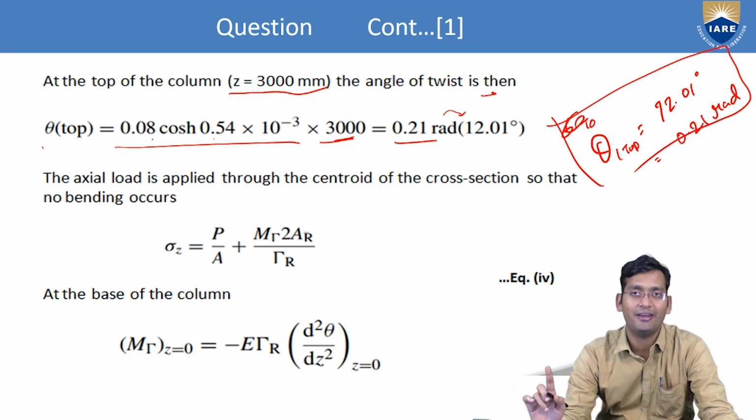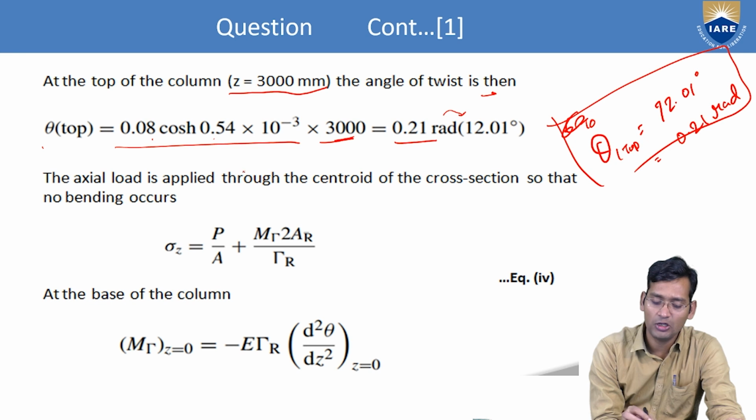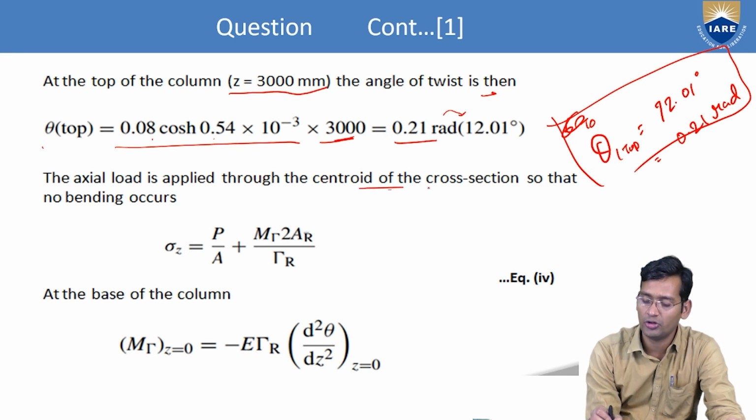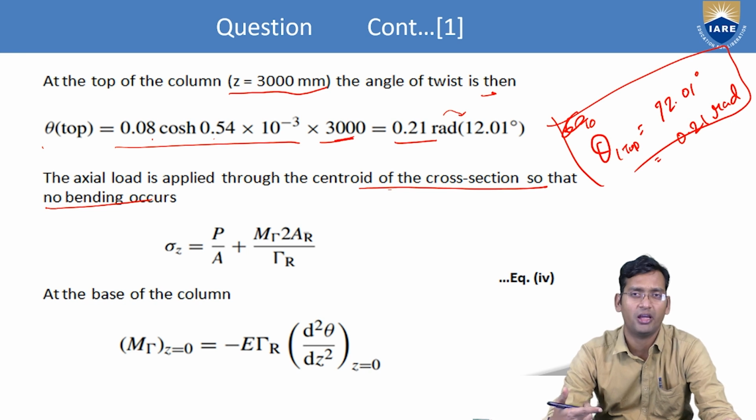Now what do we have to find? The direct stress distribution at the bottom. Okay, so let's find. The axial load is applied through the centroid of the cross section, so show that no bending occurs. That is the shear center. From there only we have taken that R value on both sides in this case, right?